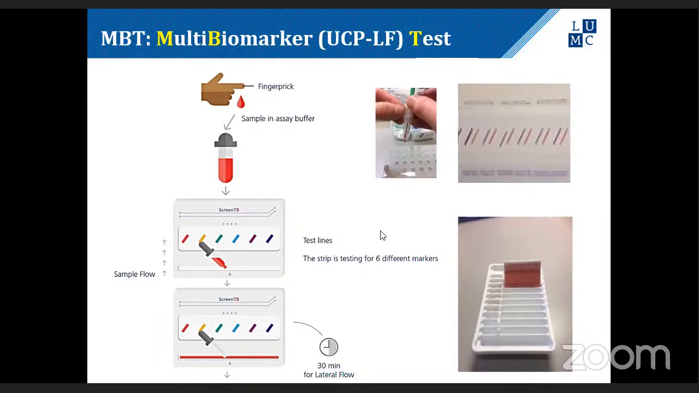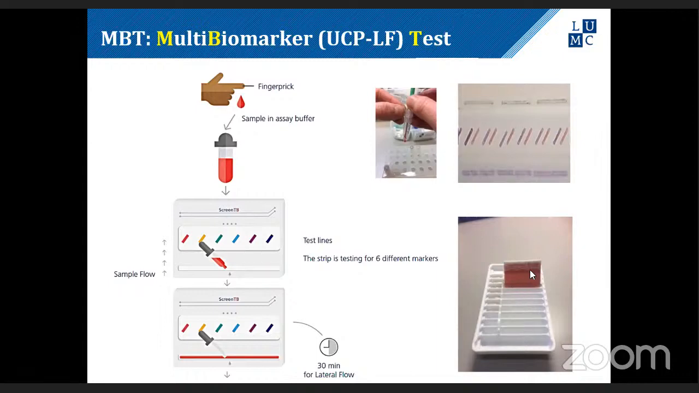In contrast to the single marker, where the reader reads in the same direction as the flow, that is vertically, here we have all the markers read by the reader horizontally, so 90 degrees to the sample flow direction. This means that there is no interference of the different markers with each other. So you can measure them simultaneously, but the signal they give will not receive any interference from the signals of the other markers. That is new for this type of multi-biomarker test. So it's quite different from the setup for the single markers.